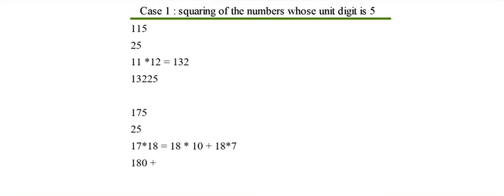Now what is 18 times 10, that is 180, plus what is 18 into 7? 7 8s are 56, 7 1s are 7, 7 plus 5 is 12, so it will be 126. Now what is 180 plus 126? That will be 306. Now what's the final answer? 30625 will be the answer for 175 whole square. If you want, you can check. Clear? Yes, sir.